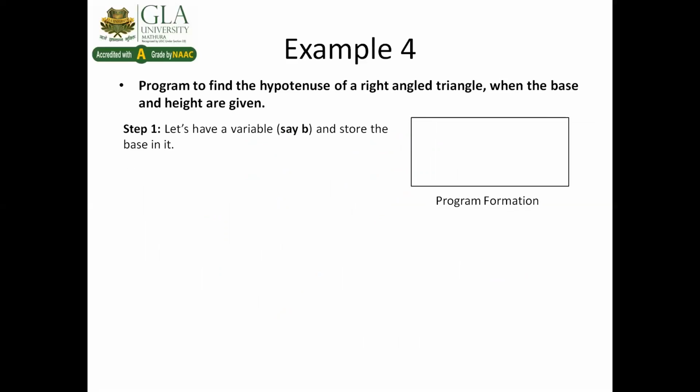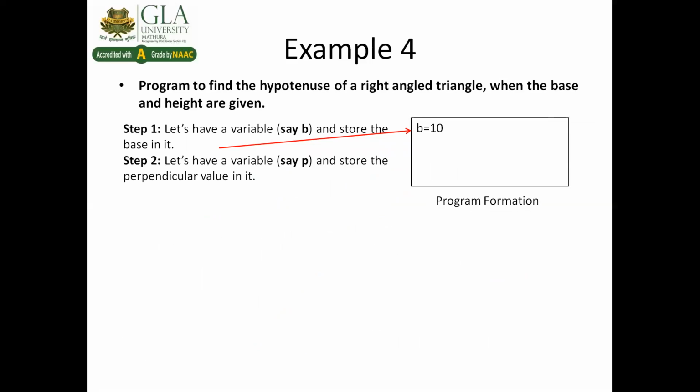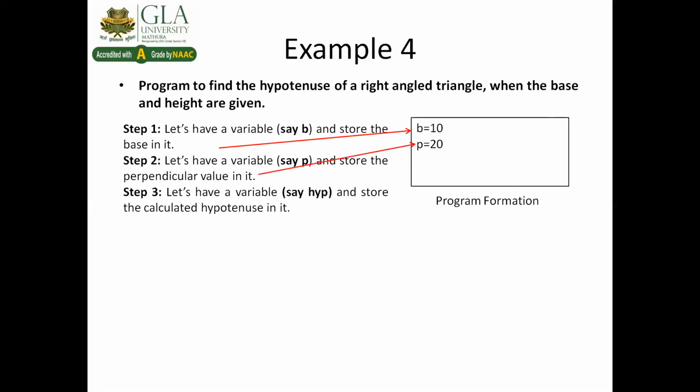So let us say I'm taking the variable b that will be storing the base value. Let us say the base value is 10, and let me have a variable p that is going to store a perpendicular value. The perpendicular value is taken as 20, and let us take a variable hyp which will be storing the hypotenuse. You all know that applying the Pythagoras theorem would help me in finding out the hypotenuse. So hypotenuse is equal to the square root of b square plus p square. We need to first find the value of b square, then the value of p square, then add these two values, and then find the square root of it.